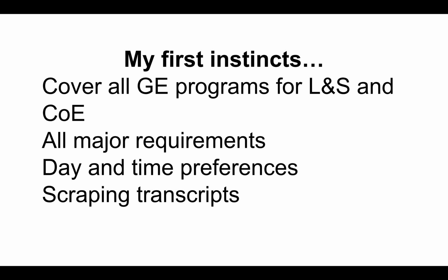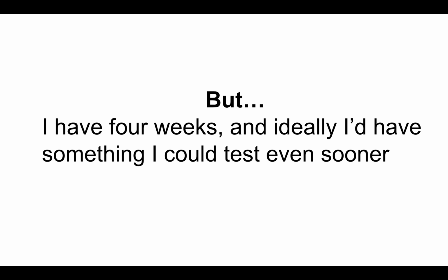possible. So our first instincts might be, in building an app like this, a GE selector, to cover all of the GE programs for both Letters in Science and College of Engineering, and all the major requirements, maybe day and time preferences, maybe build something that will scrape your transcript to figure out which GEs you have already satisfied. Our instinct is to go big, because we want to make it great. That's right. But again, we want to focus so we can actually deliver something and get some experience, right? At 4 weeks, I'd really like to have something I can test very quickly and put in the hands of users and see what they think of it, right?